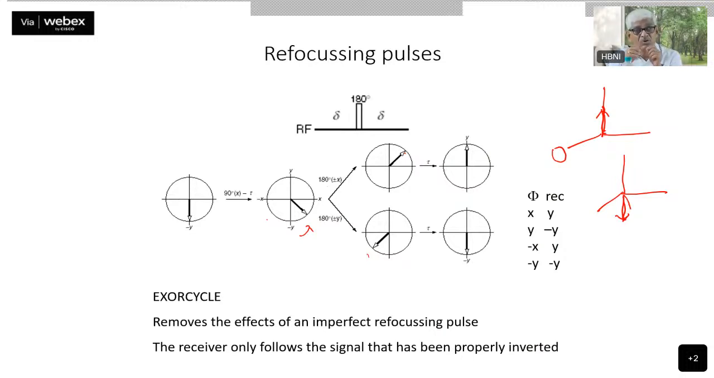It can be a wrong setting. You have not set the 180-degree pulse properly. It can happen that way. Then it will come here. In that case, what will happen? There will be a certain component along the negative z-axis and a component in the transverse plane. You don't want this component in the transverse plane.